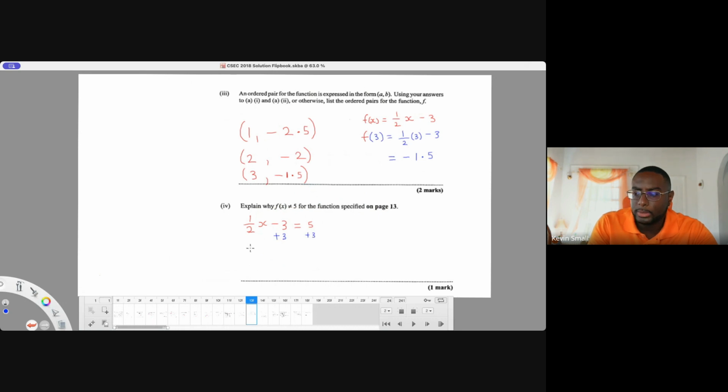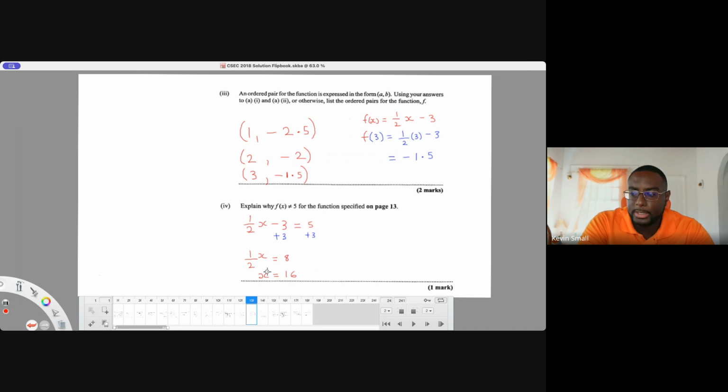Then I'm gonna multiply by 2. So that will give me a half x equals to 8, and then I multiply by 2 and I get x equals to 16. Do you understand what I did here? Everyone understands what I did so far? Just raise your hand if you do.